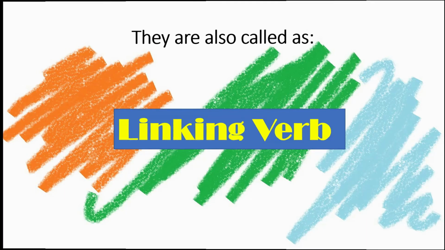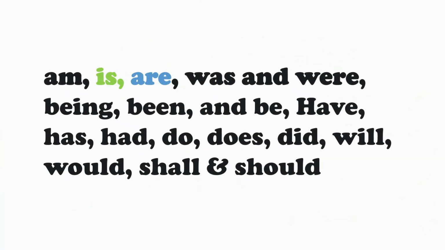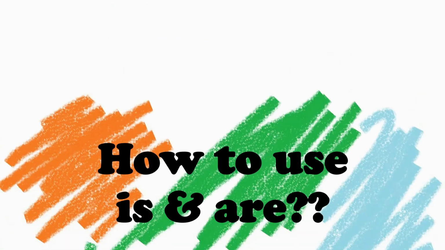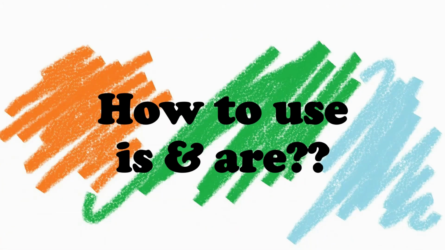So there are many types of linking verbs like am, is, are, was, were, been, be, have, has, had, do, does, did, will, would, shall, and should. And there are many more. But in this class, we are going to learn about how to use is and are.